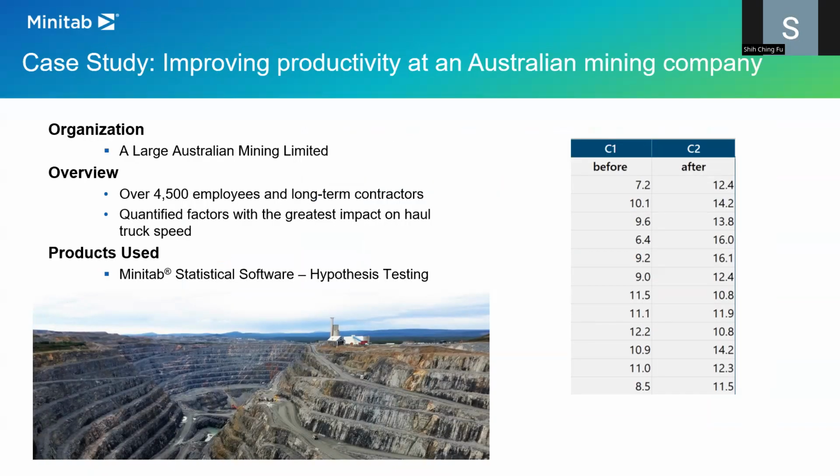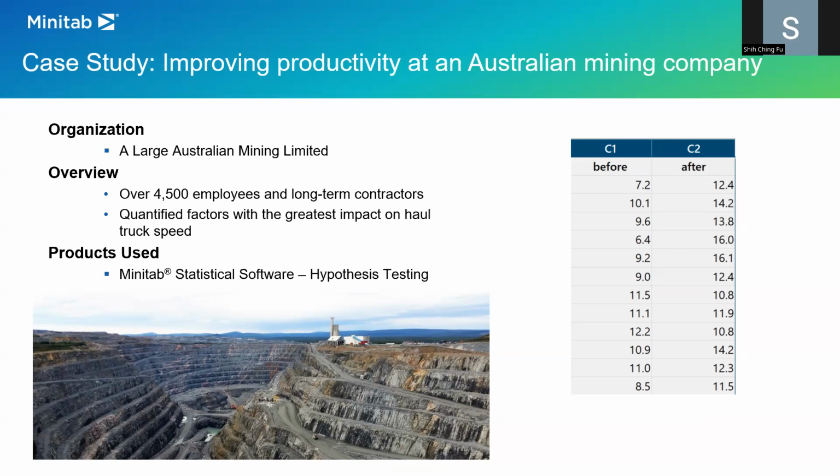Okay, let's talk about some case studies. This is an Australian mining company. They have 4,500 employees and some contractors. They have large haul trucks that descend a narrow ramp down to the bottom of an open pit, right? The open pit, the mining site. Over there, each truck picks up an average of about 250 tons of ore to carry back for crushing. But the problem is they experience slow trucks.